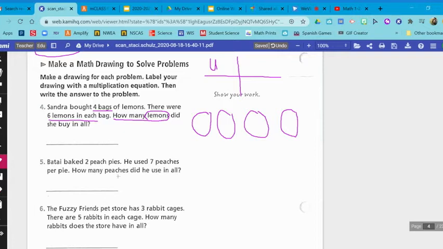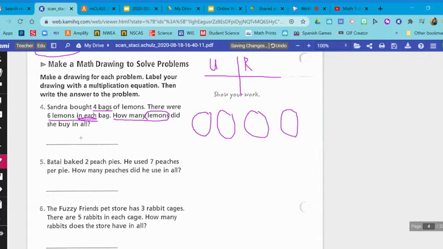Next, we need to represent the group size, or how many are in each group. Now that phrase in each is going to pop up a lot in these multiplication and equal group problems. And it's almost always the group size, or how many goes inside of our groups. So in this particular problem, Sandra bought 4 bags of lemons. We have that shown here. This is how we are representing our problem.